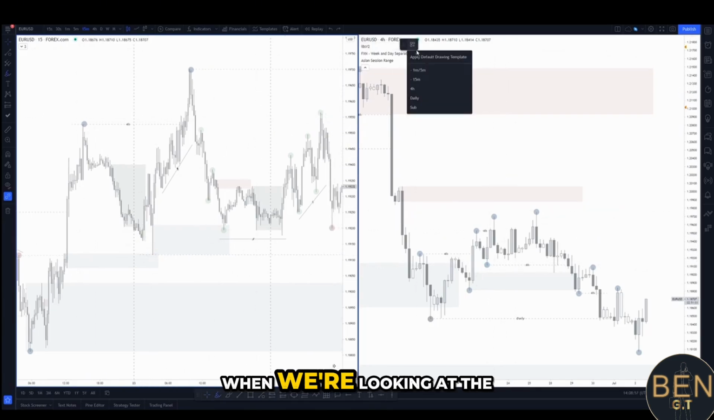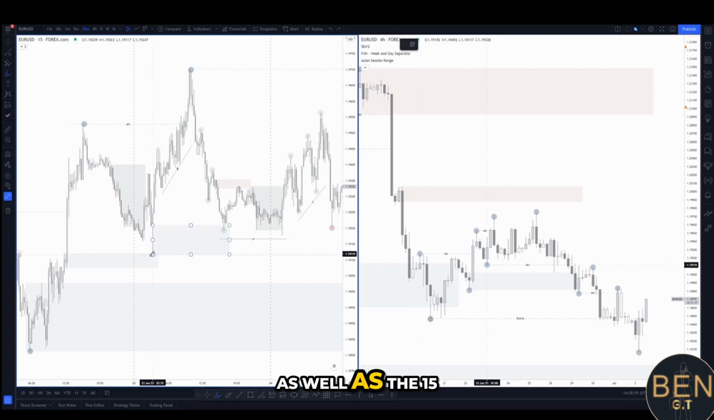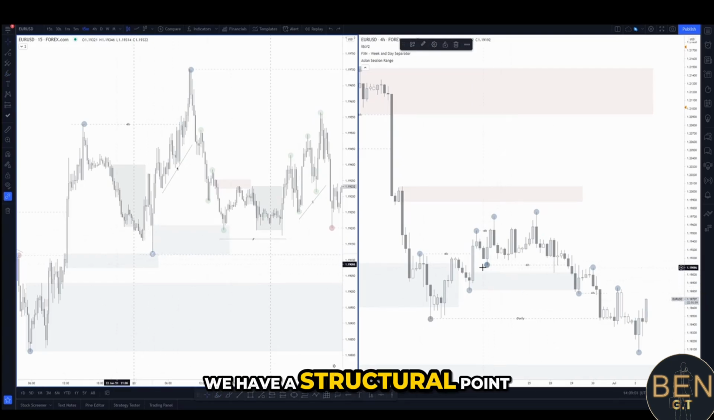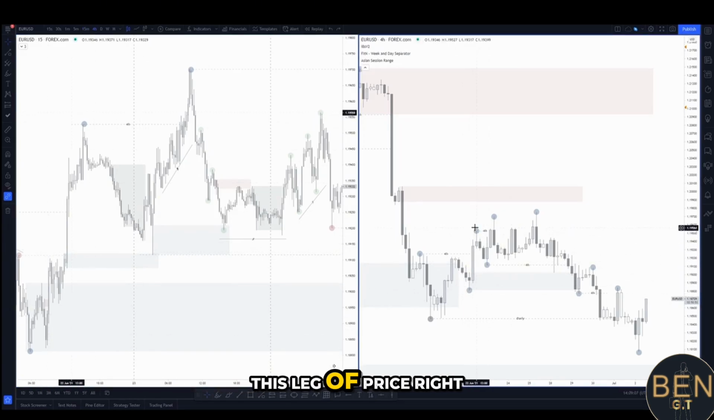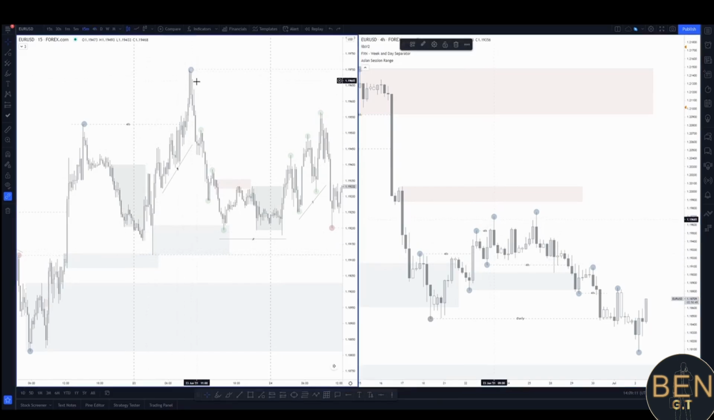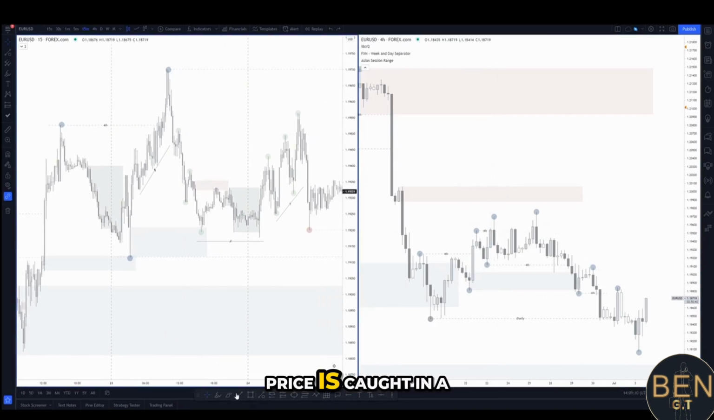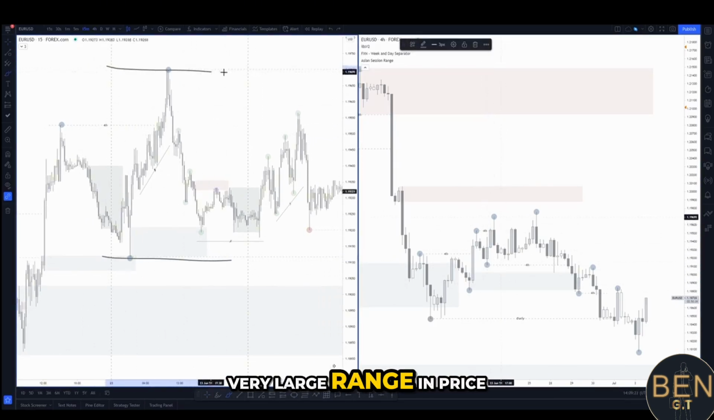And what we can see when we're looking at the 4-hour as well as the 15-minute, we have a structural point that is mapped. We're basically caught within the range of price, this leg of price right here, which is from this low to this high. Not sure why that's not appearing. And as we can see, price is caught in a very large range in price.